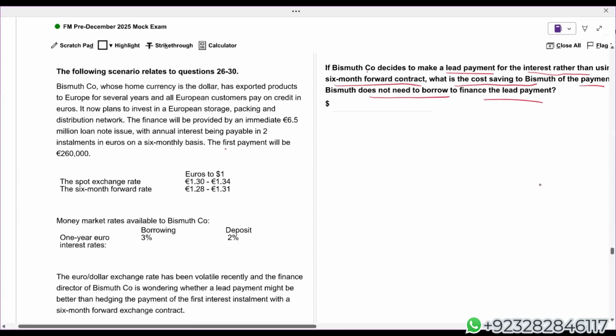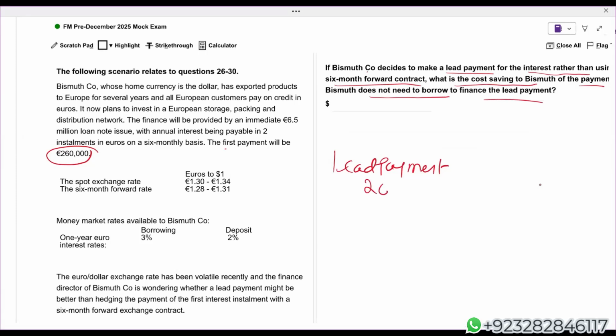The first payment is 2,60,000. Spot rate, you can see that it's an indirect quote payment. Indirect quote payment, we buy low. So lead payment means payment in advance. If we pay today rather than paying in 6 months time by using forward rate, 260 divided by 1.3. So it is $200,000.